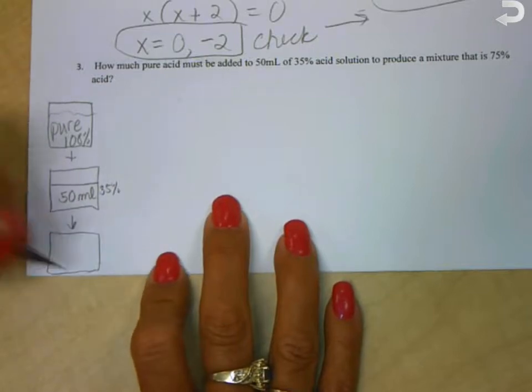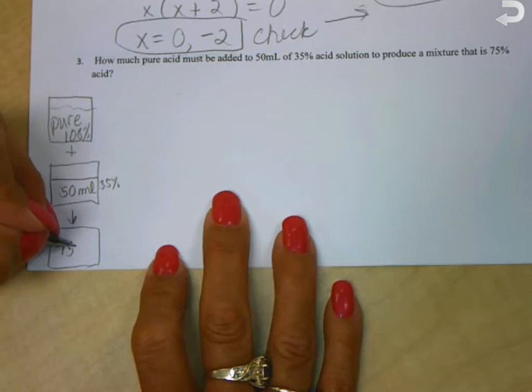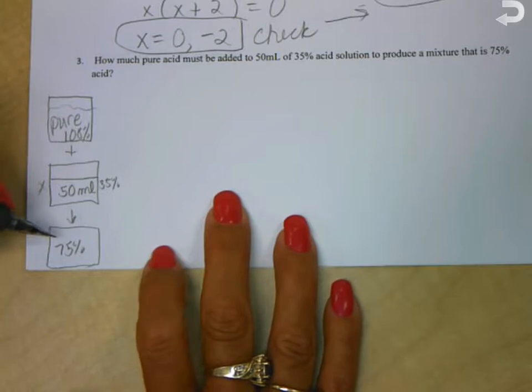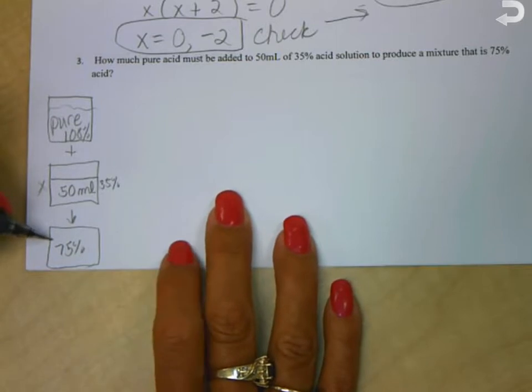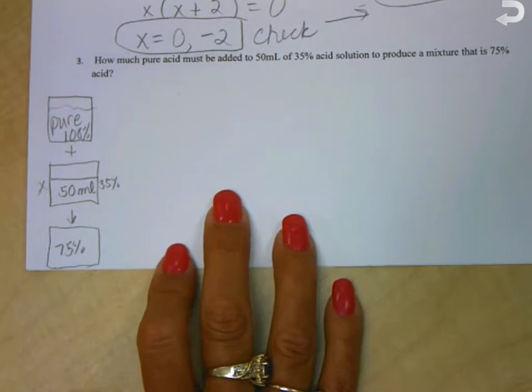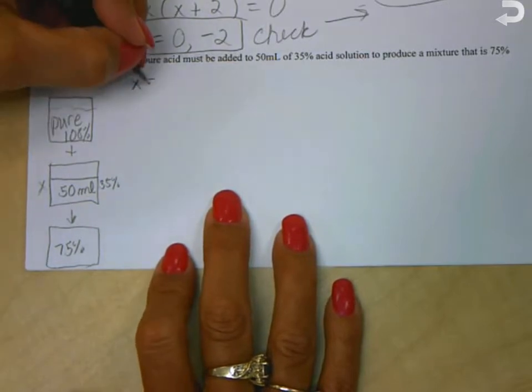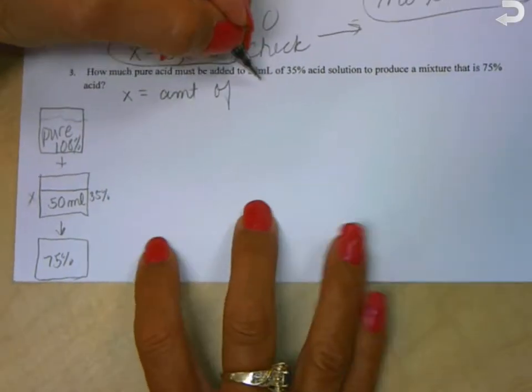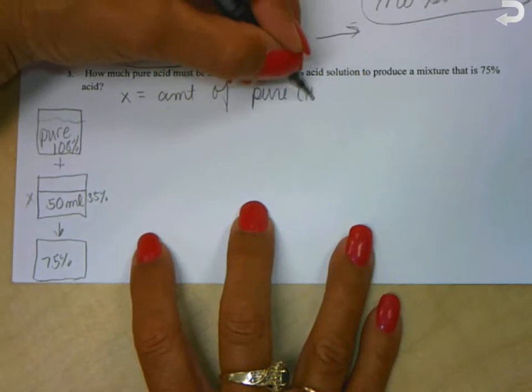And once I pour some acid in here, I want to produce a new solution that is going to have a 75% acid concentration. So I want to increase the acidity of this solution, and I want it to be perfectly proportioned in such a way that once I pour this pure acid in, 75% of it is acid and 25% is water. Now, I don't know how much I'm going to add in. I'll say X is the amount of pure acid I'm going to add in.